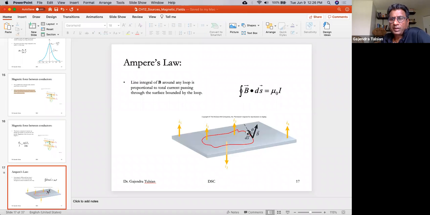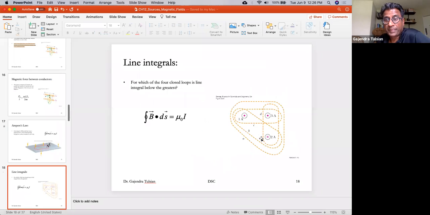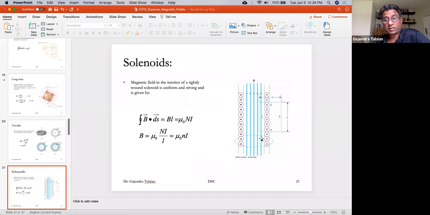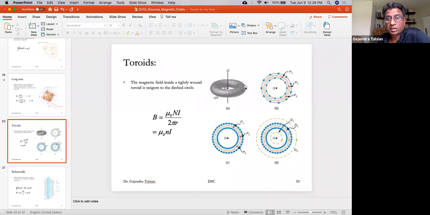And Ampere's law relates the line integral of the magnetic field around any closed loop to the current inside that loop. And this is similar to Gauss's law. All right, so that covers most of the topics. Here is a toroid. It's used in fusion reactions. And the magnetic field strength inside the toroid is strong, and it's mu0 n times I.